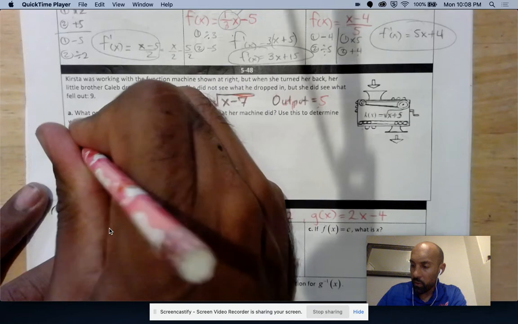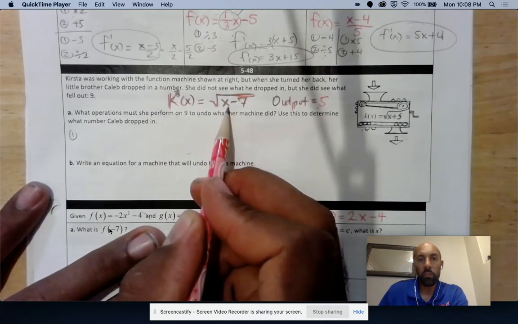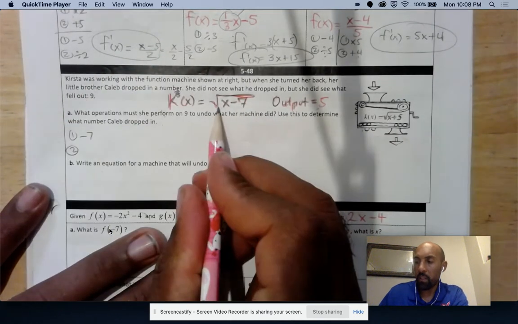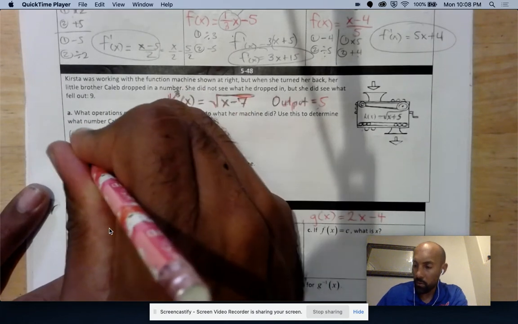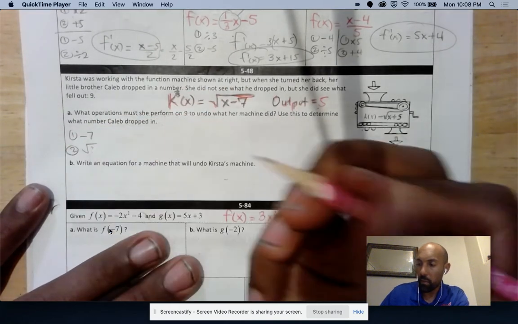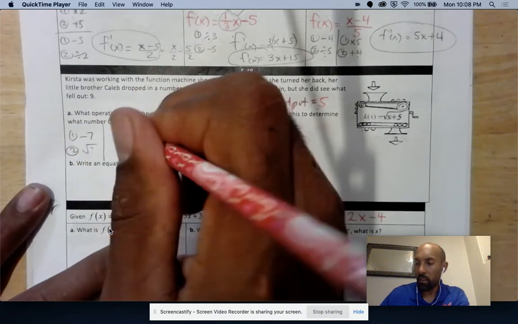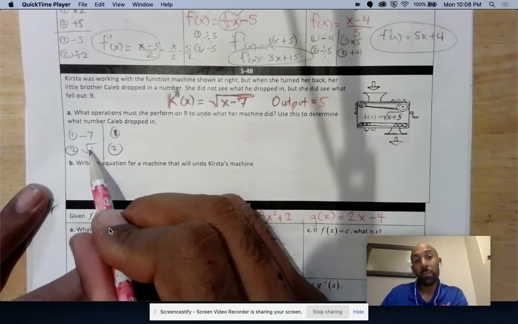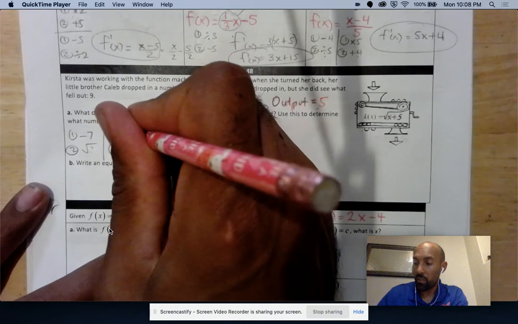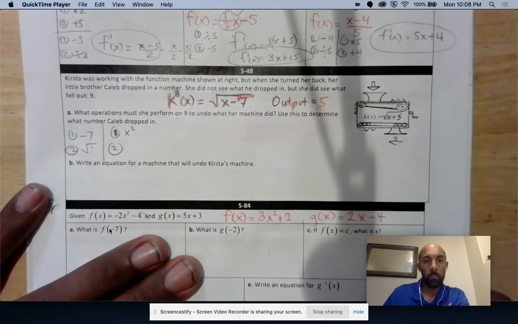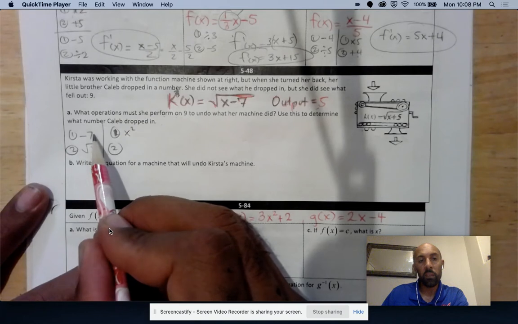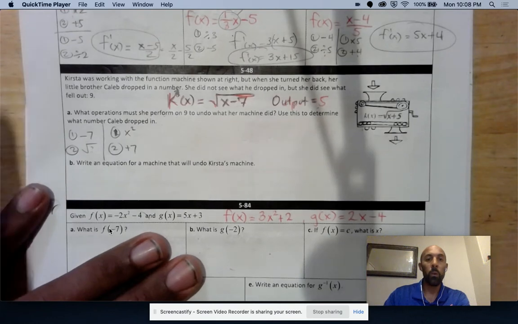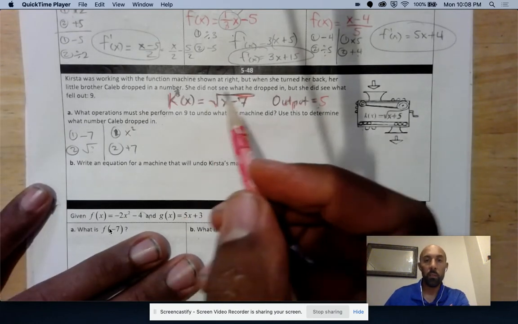First, what are the operations we do if we just had the input? Well, first we would subtract 7. Then after we subtract 7, we take the square root of whatever's inside. So to get the inverse function, we're going to work backwards. The opposite of square root is to square something, so x squared. And then after that, instead of subtracting 7, we're going to add 7.